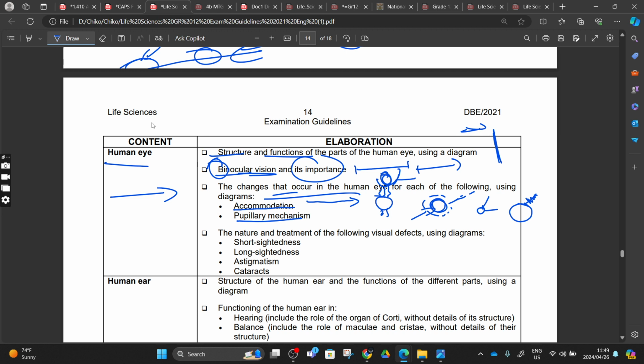You know this, right? And then from there we learned about our visual defects yesterday. This one is still fresh. Yesterday we learned about our visual defects. We said that we have short-sightedness, where you can see clearly something that is near, but you cannot see something that is far.